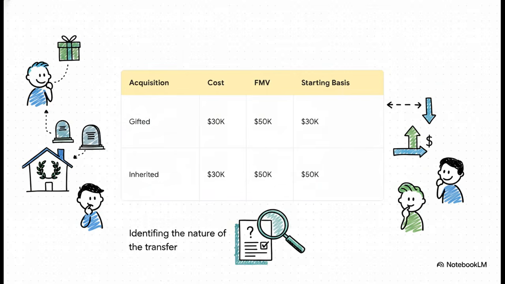For our third example, let's contrast gifted versus inherited property. Imagine a piece of land originally cost $30,000, but today it's worth $50,000. If that property is transferred as a gift, the recipient takes a carryover basis. They literally step into the donor's shoes with a starting basis of $30,000. But if that exact same property is transferred as an inheritance upon the owner's death, the beneficiary gets a step up in basis to the fair market value at the date of death. So their starting basis becomes $50,000. Simply identifying the nature of the transfer is the only way you're going to get the basis correct.